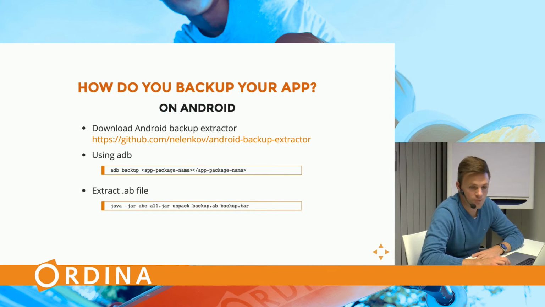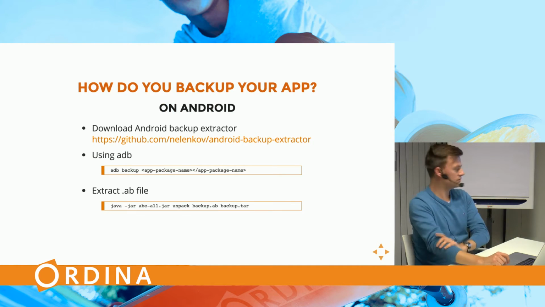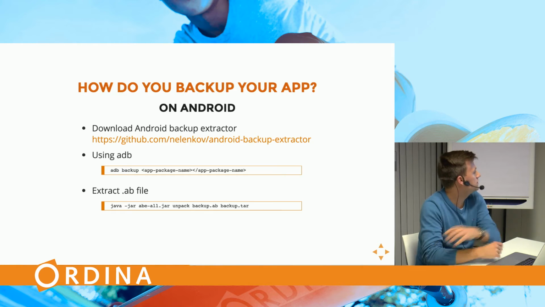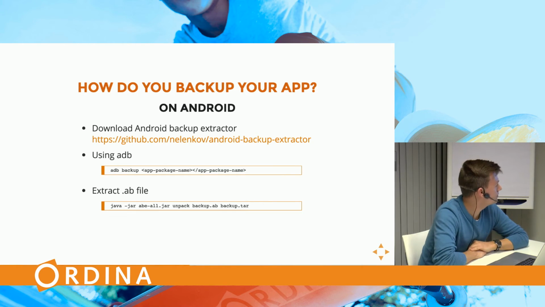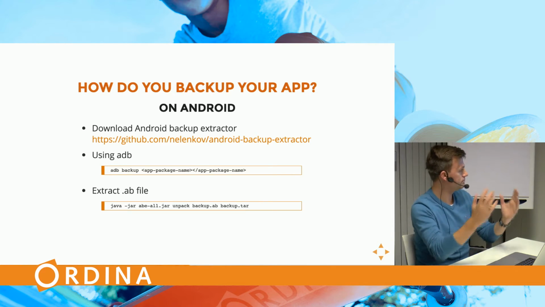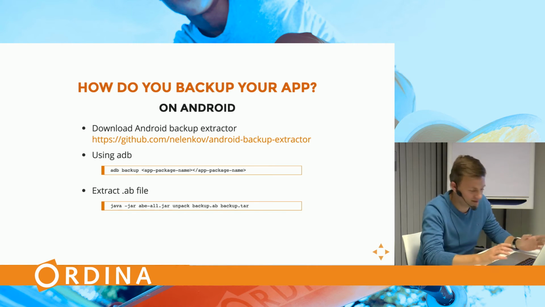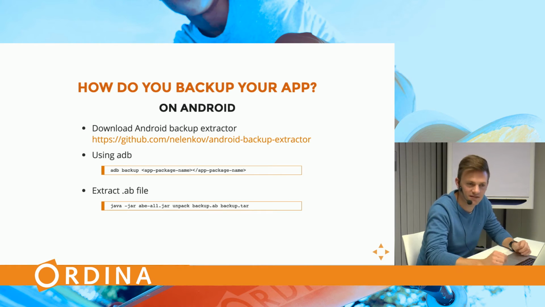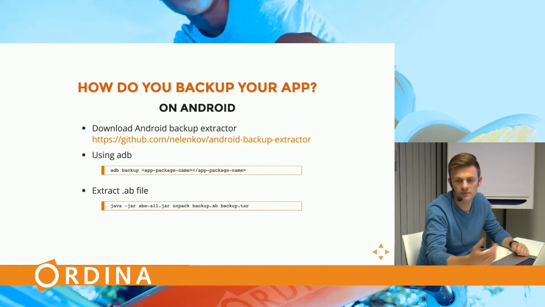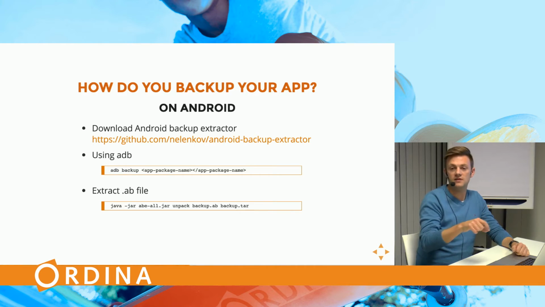How do you back up your app? Again, there's a very good tool available. You can find more on it on that GitHub link. It's the Android backup extractor. So you use ADB to perform a backup. So you say ADB backup, app package name. That's just the app package name; the second app package name is a typo in the slide. And the app package name, you can find that in the Android manifest file. So you open your Android manifest, and there's a package name in there, and that's the package name that you need to put in there.